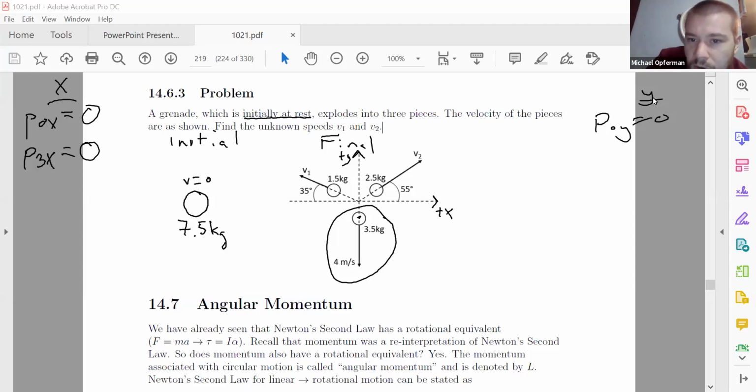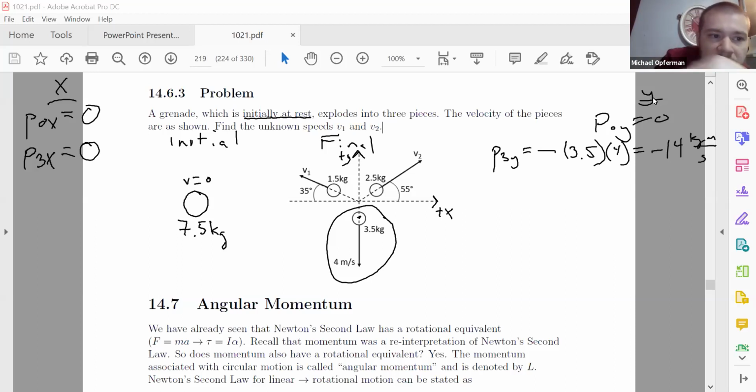What about the y component? So we're going to have P3y. It's negative, and it's going to be mv, so 3.5 times 4. And that's going to be 14, I believe. Just double check. I don't want to make a mistake. Minus 14 kilogram meter divided by second. Okay, so that guy's done.